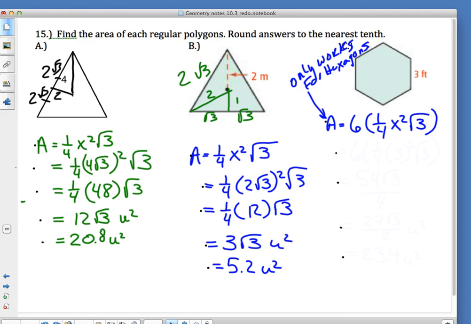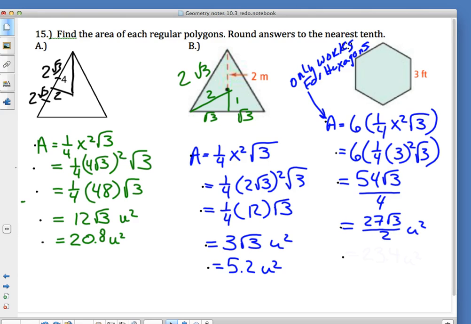X is 3. Pop it in. We've got that going. It becomes 54 square root of 3 over 4. That's the exact answer, by the way. Well, I've got to reduce a little bit. Maybe I lied. 27 square root of 3 over 2. This is exact. Pop it in my calculator, round to the nearest tenth. That's what they asked me to do, and that's rounded to the nearest tenth.